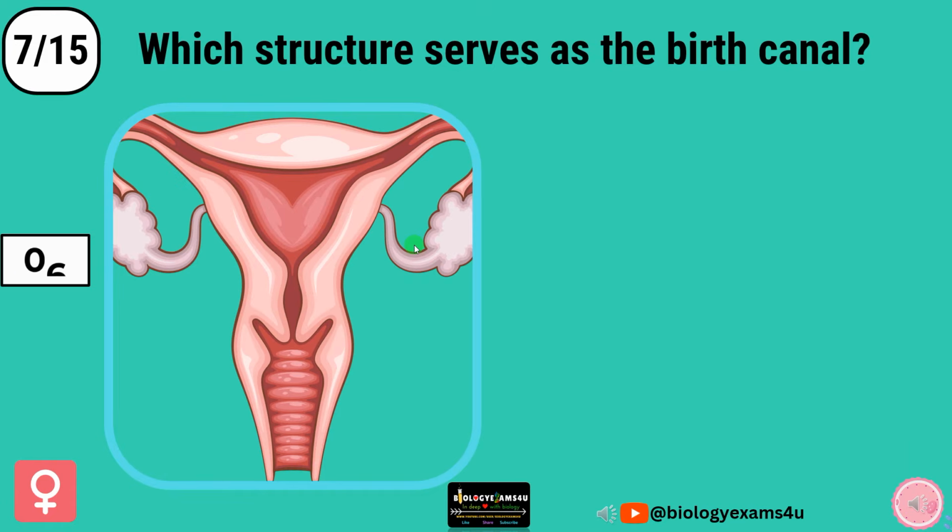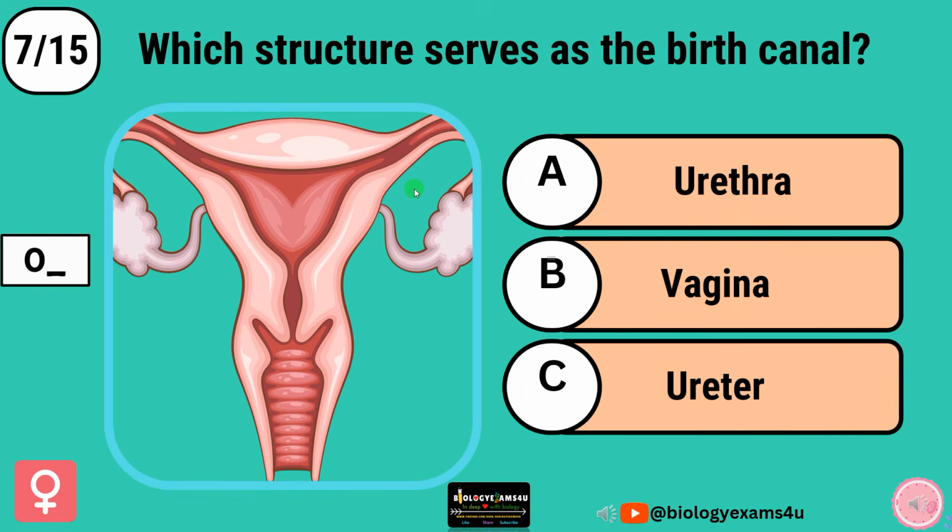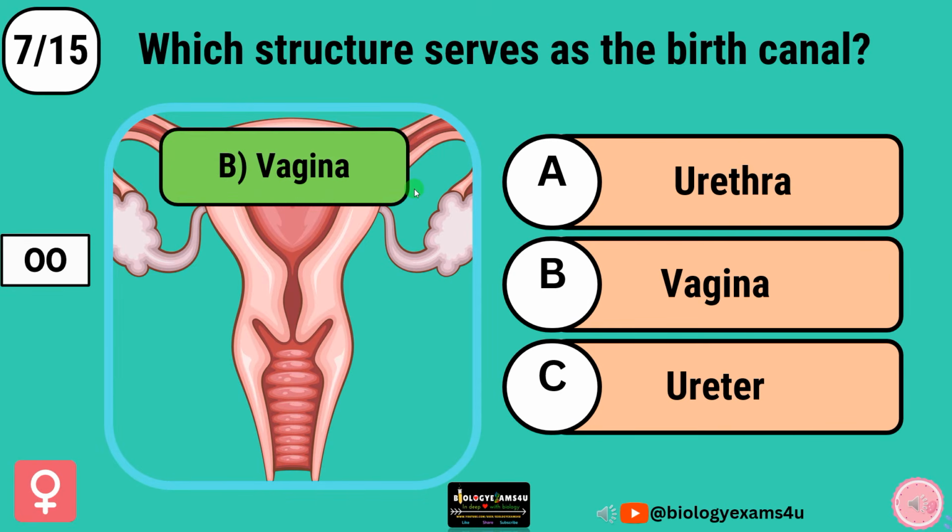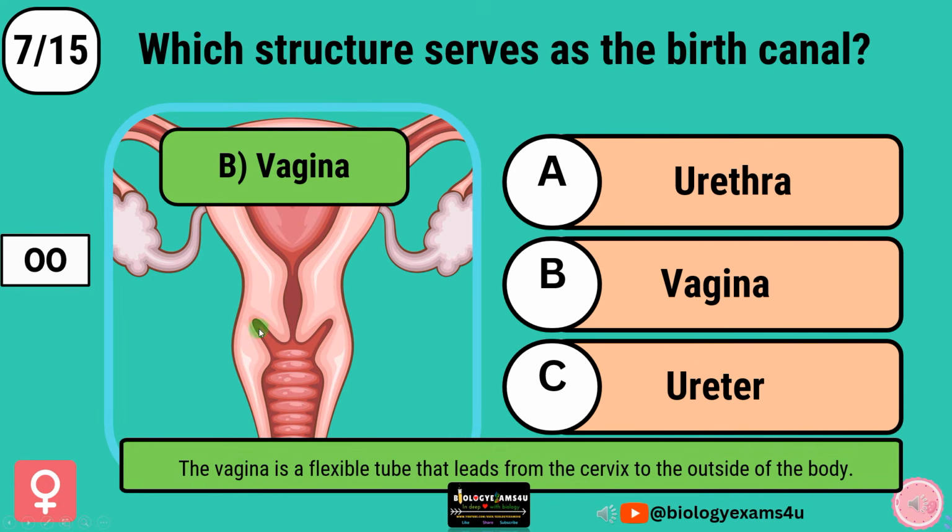Question number 7. Which structure serves as the birth canal? Urethra, vagina, ureter. The answer is vagina. The vagina is a flexible tube that leads from the cervix to the outside of the body and serves as the birth canal.